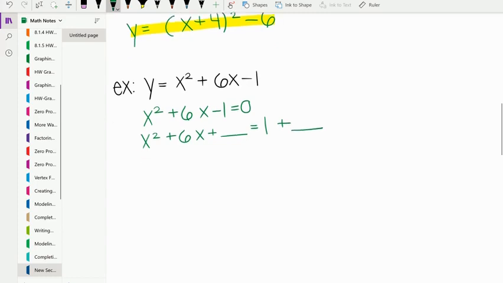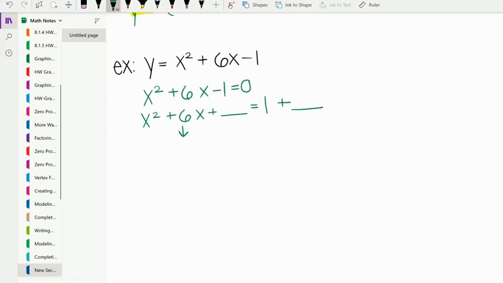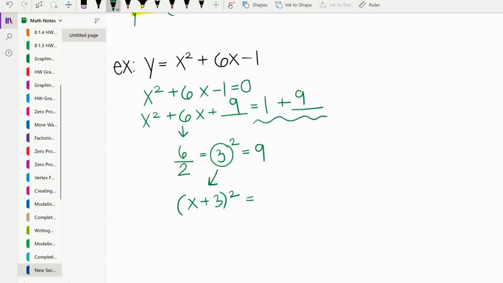All right, to get that blank, you take your middle term, you divide by 2, which would give us 3. I'm going to go ahead and circle that number. Then you square it, and you get 9. So that goes there and there. Now I'm going to take that 3, and that's going to be my factor. So it's going to be x plus 3 squared equals, and then whatever 1 plus 9 is, which is 10.